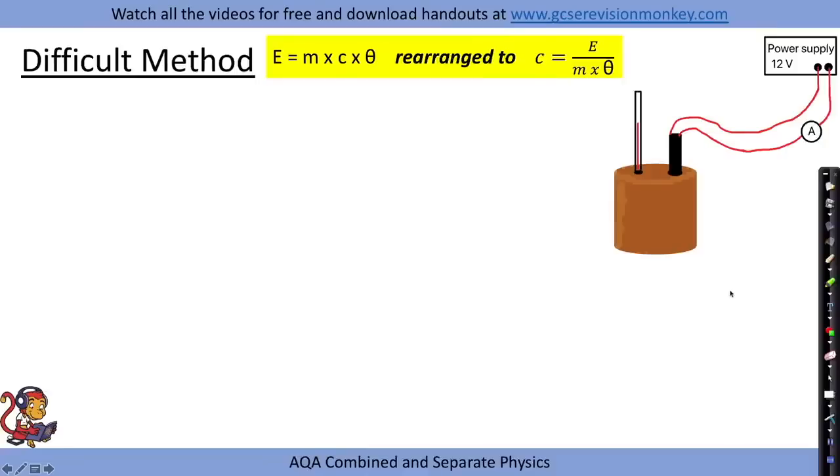Okay, so we're still on the required practical for measuring the specific heat capacity of a material. This method doesn't use a joule meter, but many of the steps are the same as the simpler method. Again, we're going to focus on this equation on the data sheet, E equals mc theta, which we can rearrange to calculate specific heat capacity.